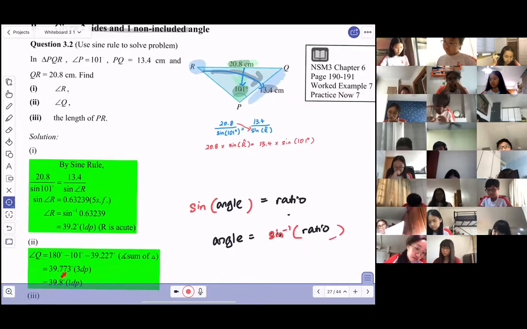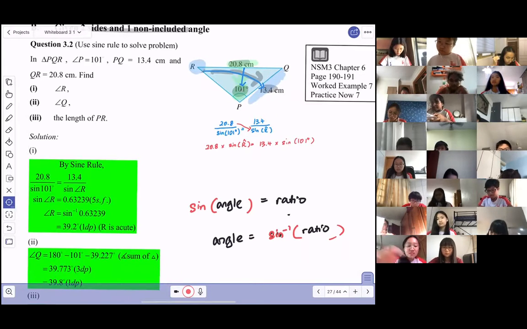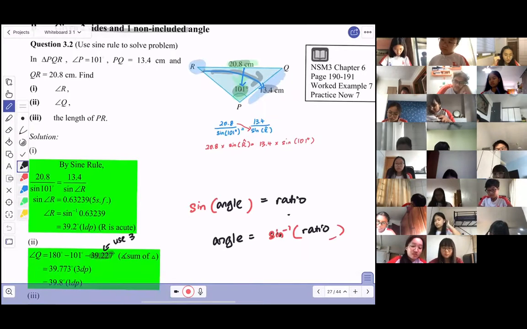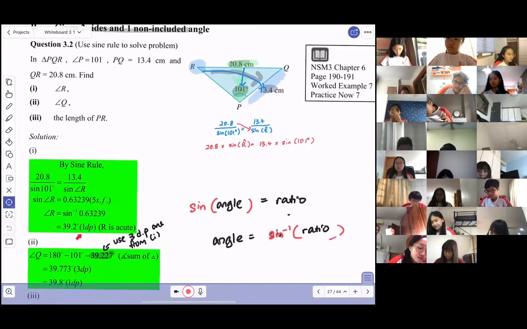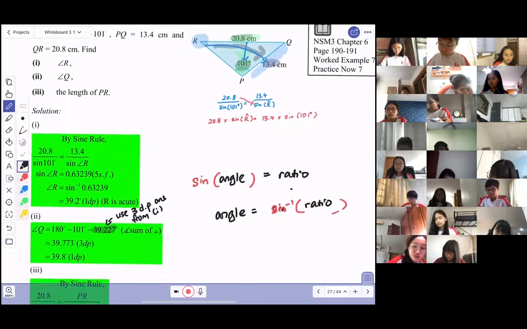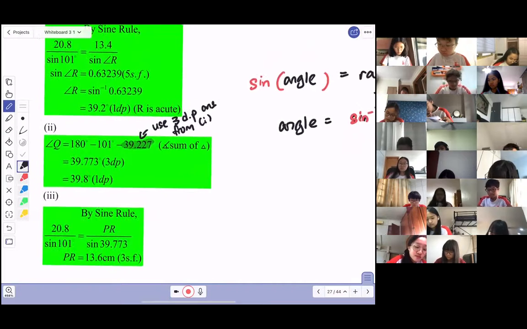Do pay special attention that when you are finding, for example, here, you notice that even though I use the answer from part 1, I use the 3DP version as an intermediate step. Quite important to prevent rounding off error. You must use the 3DP answer from part 1. Don't use 39.2. If you use 39.2, you are going to get rounding off error. So just do be careful. Slowly, I'll show you part 3.